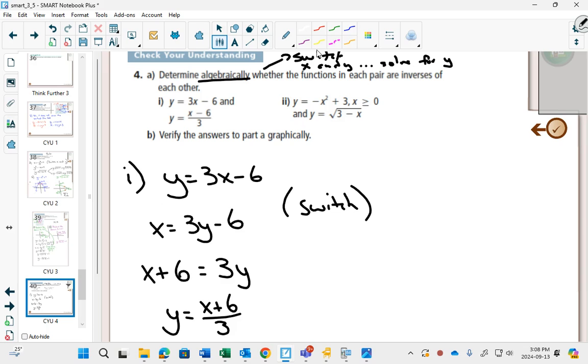Is there any way you're allowed to mathematically just change a plus sign to a minus sign? No. Not just decide, oh, I just want to change my plus sign to a minus sign. So no, as a result, they are not inverses. First one, straight line, no problem.